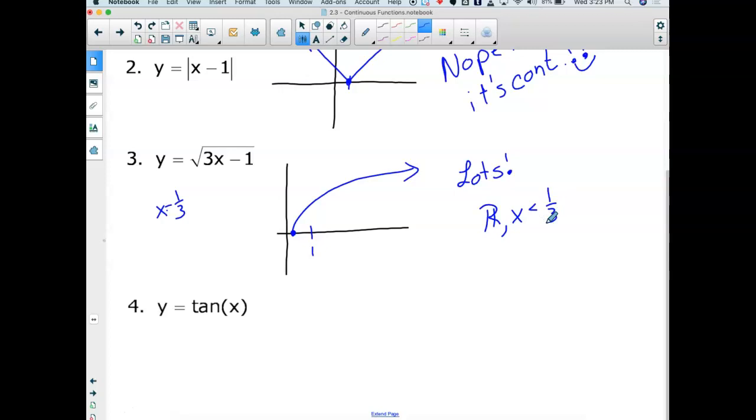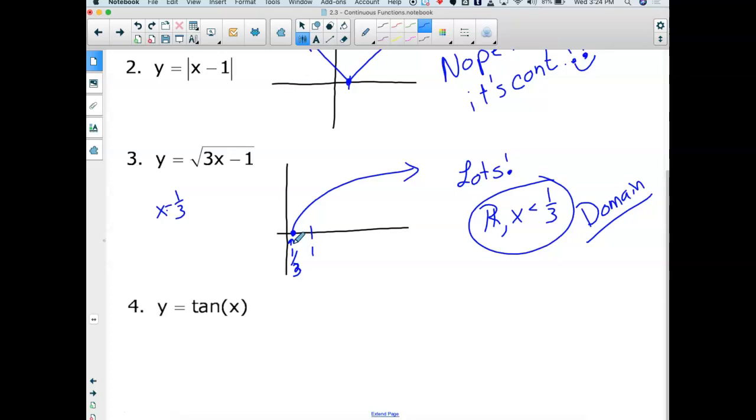How about the discontinuities for all real numbers x that are less than 1/3? If they're less than 1/3, they are not in the domain of the function, which means these are domain discontinuities, because anything smaller than a third is not in the domain of that function. Put a third in, I get 0, I get an ordered pair out, but any number smaller than a third is an issue.